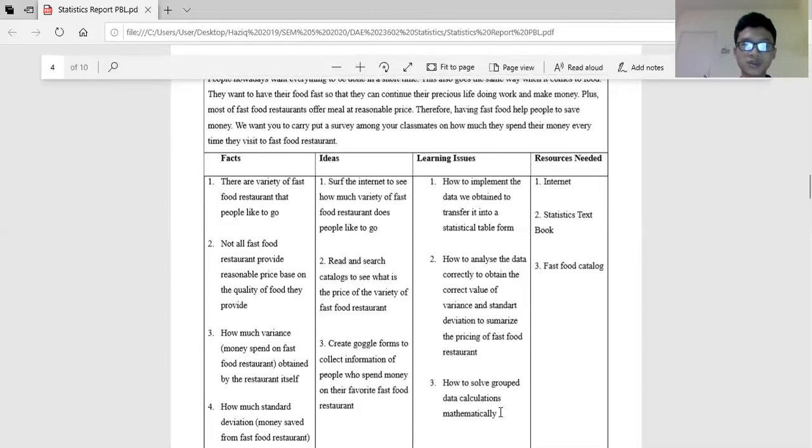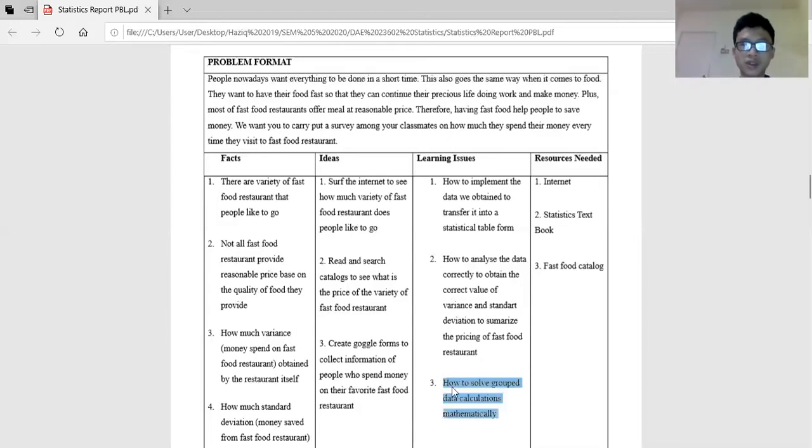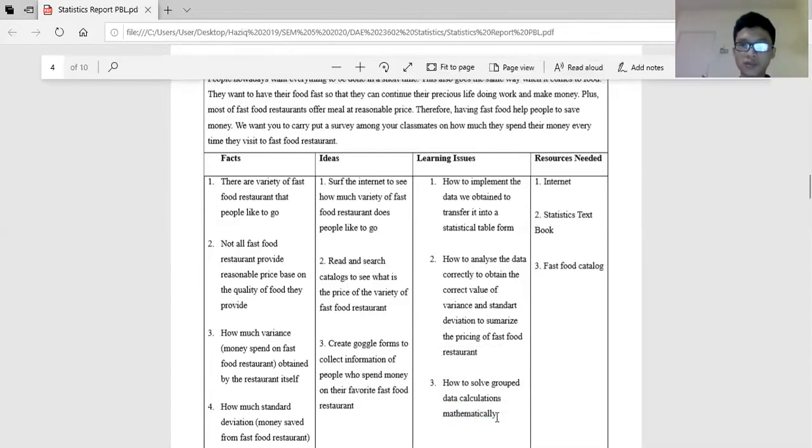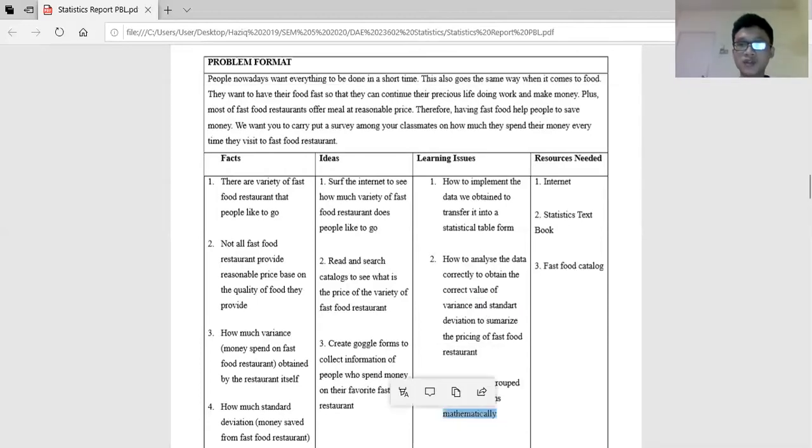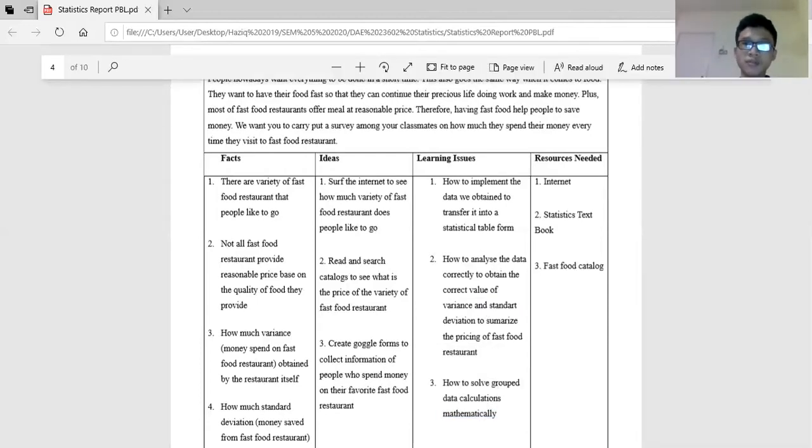And learning issue number three is how to solve group data calculation mathematically. This will be explained by my friend in the 3.0 part, or I can say the result part. He will explain how to solve the group data calculation mathematically. It's like how to solve mean, mode, median, variance, and standard deviation, the most important part.